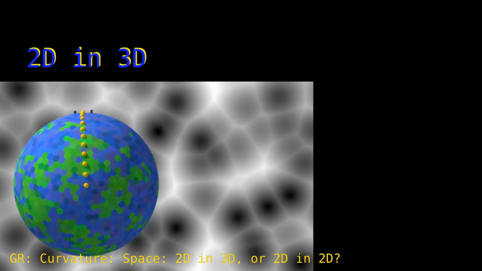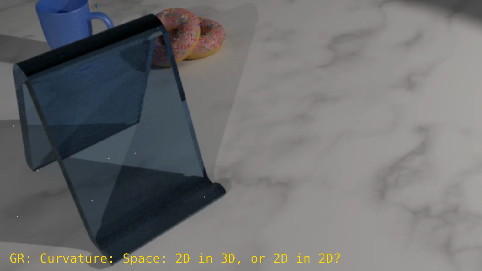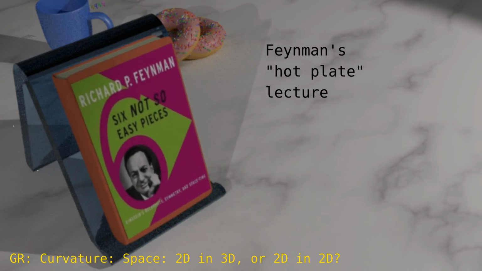So we have seen two ways of thinking about curved space. We can have a two-dimensional sphere embedded in a three-dimensional volume. Or we can get rid of the third dimension and deform the pixels, which are the substratum of space. Is one better than the other? Well, both are accepted viewpoints. Richard Feynman has a lecture on what he calls a hot plate, where the size of objects depends on temperature. His hot plate is a flat map that we have seen. I recommend checking out his lecture.